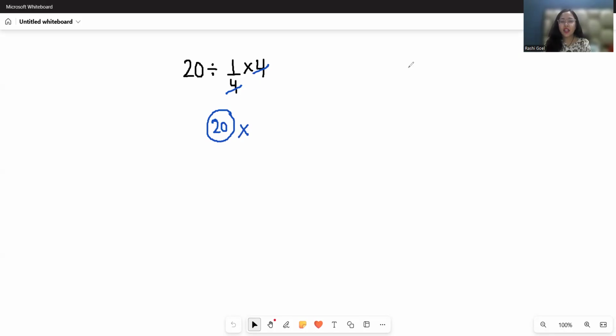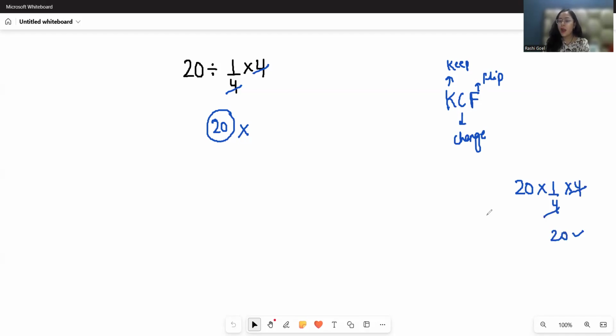So now let's follow the right approach. When a division sign and multiplication are given, you have to follow the KCF rule. That is keep, change, and F stands for flip. So these are two different questions. If the expression is given like 20 multiply 1 by 4 times 4, you can cancel out, and then the answer is 20. But what is given? 20 divided by 1 by 4 times 4. These are two different questions.